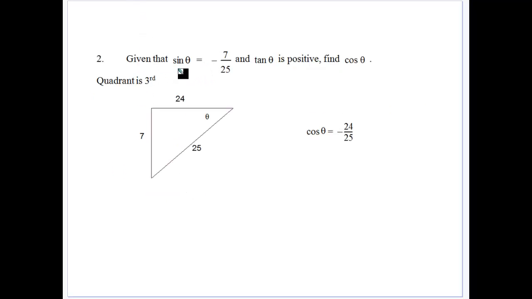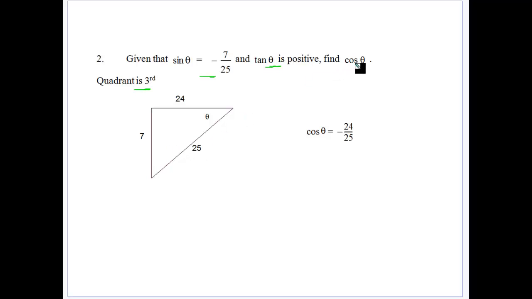So this one, we've got sine's negative, tan's positive. So we've got to think about where sine would be negative and tan positive. So that means it would be in the third quadrant. Now we want to find cosine of theta, which would mean, okay, if sine of theta is the opposite 7 over the hypotenuse 25, then by Pythagoras' theorem, we get the other side being 24. Again, another Pythagorean triad there.